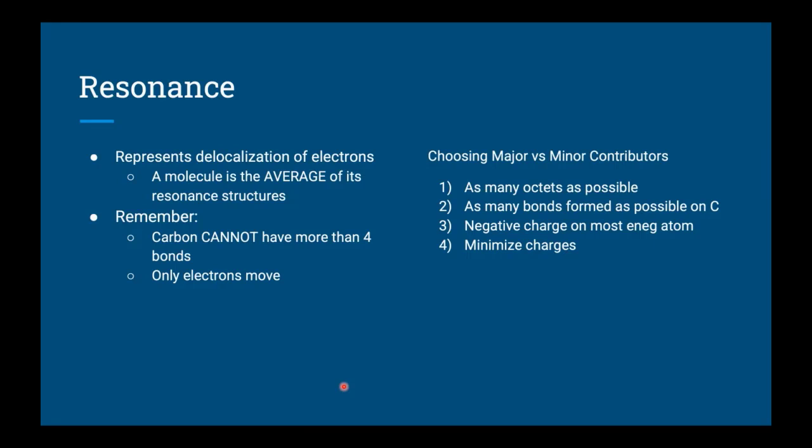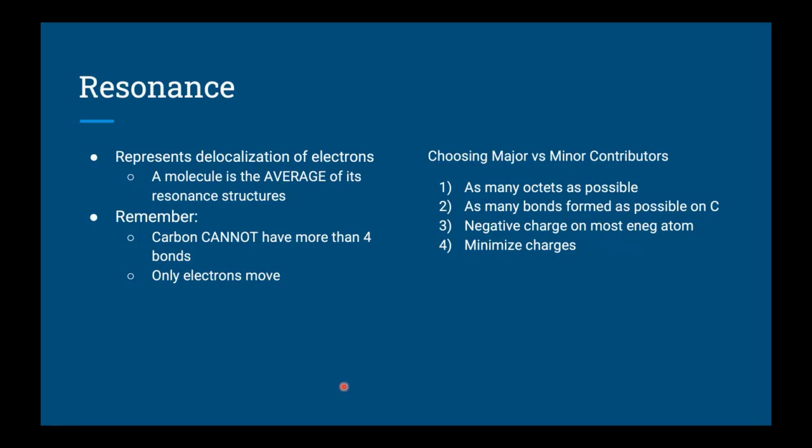So a molecule is the average of its resonance structures, and because of this, we can see that charges tend to be not simply on one atom, they tend to be on multiple. So you'll see something that looks almost like a half charge on different atoms.